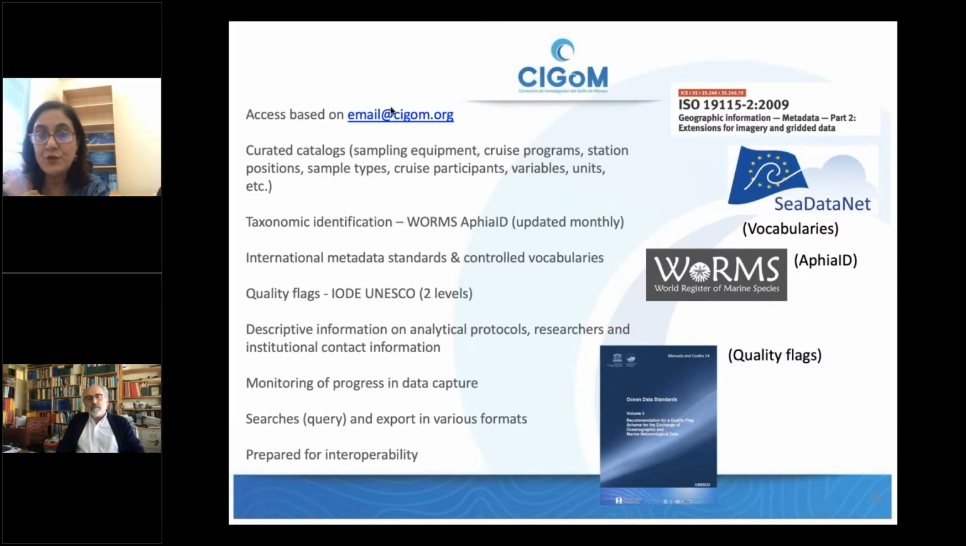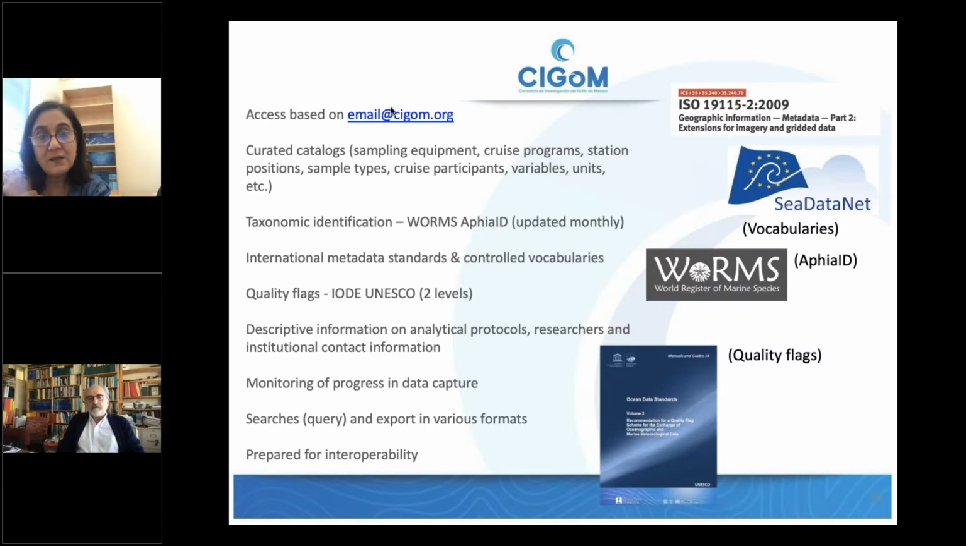We are using international metadata standards and controlled vocabularies, and we have 2 levels of quality flags. One is given by an individual researcher with respect to his or her data, and another indicates whether different data sets that are measuring the same thing can be integrated, based on some intercomparison and intercalibration studies that we did.